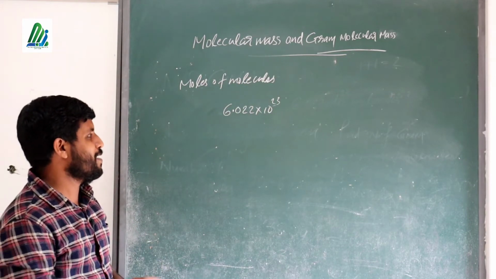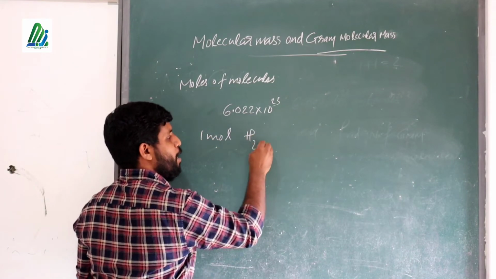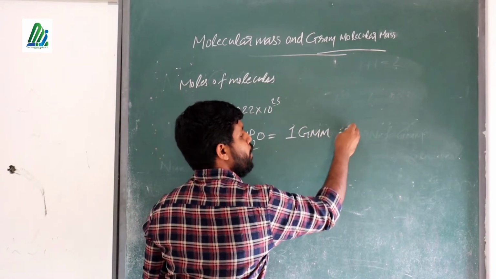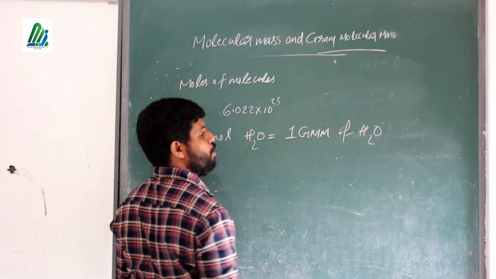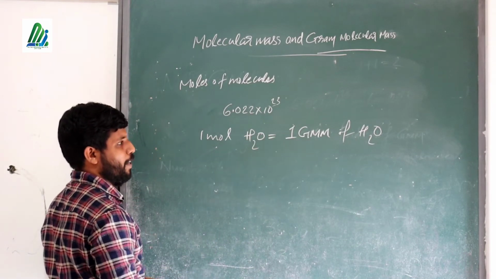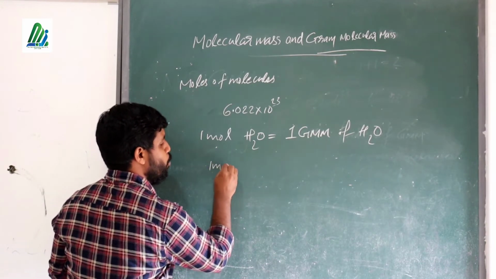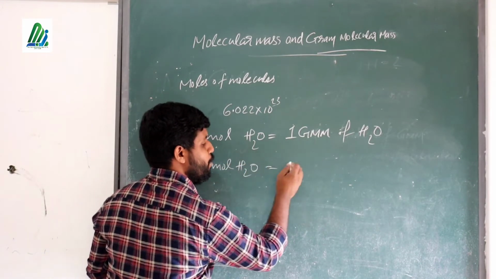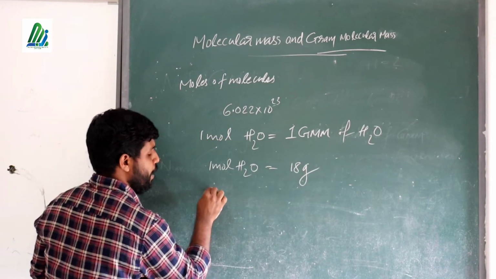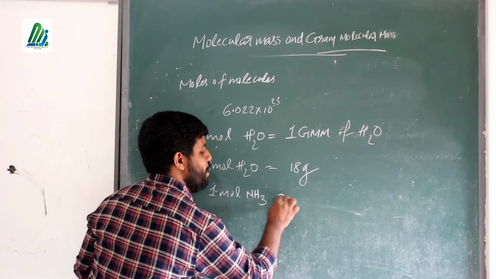So what do you want to understand? 1 mole of water, 1 mole H2O, is equal to what? 1 gram molecular mass of H2O. 1 mole H2O contains Avogadro number of particles, which is equal to 1 GMM of water. So 1 mole H2O is equal to 18 gram.